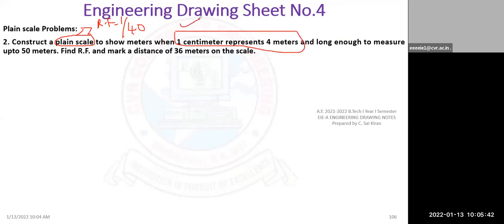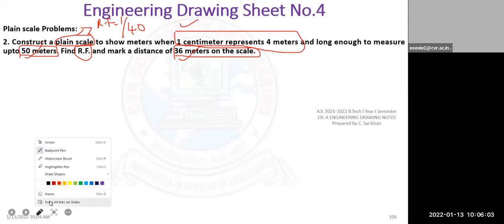If you calculate this, you will get the RF value. The scale should be long enough to measure up to 50 meters. So here we got the maximum distance. The maximum distance is 50 meters. In the problem they asked to find the RF, and out of 50 meters we have to measure 36 meters on the scale.